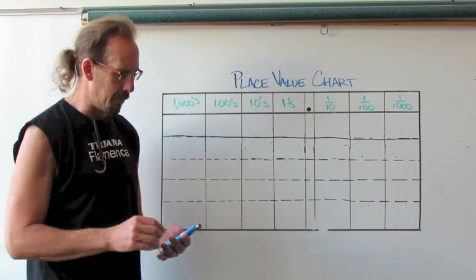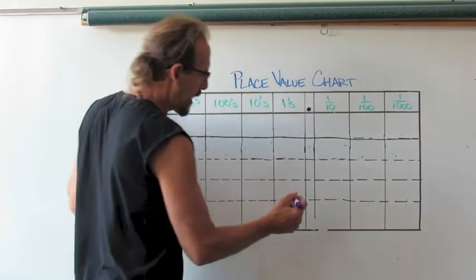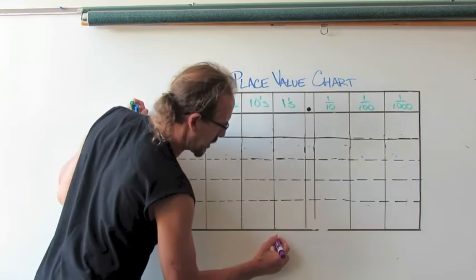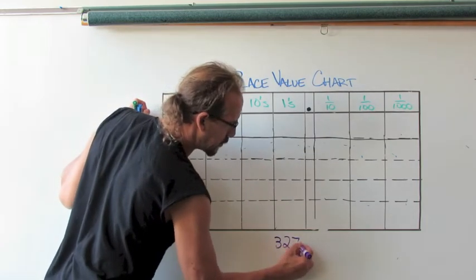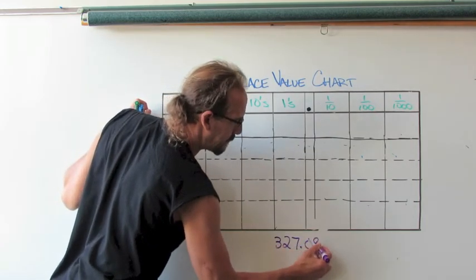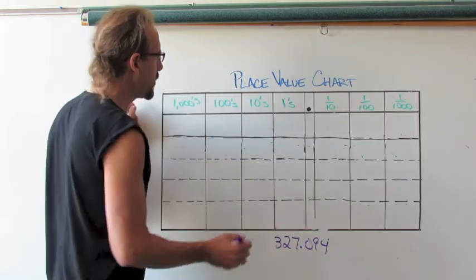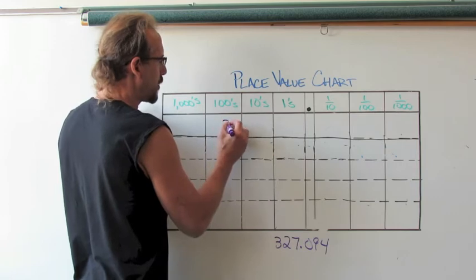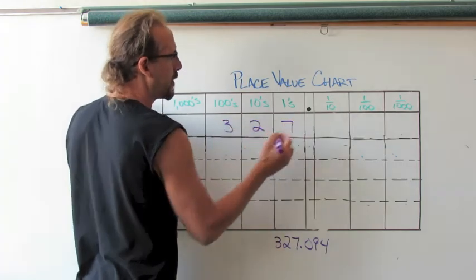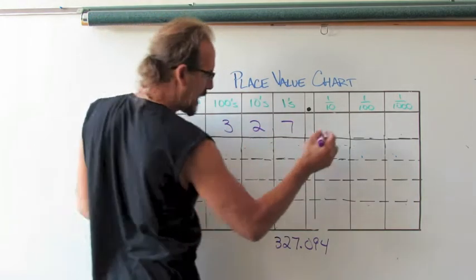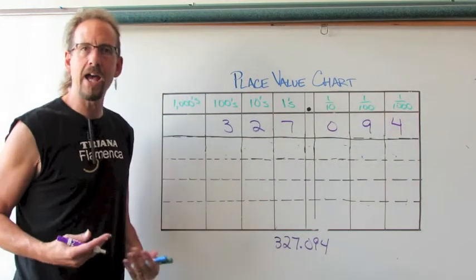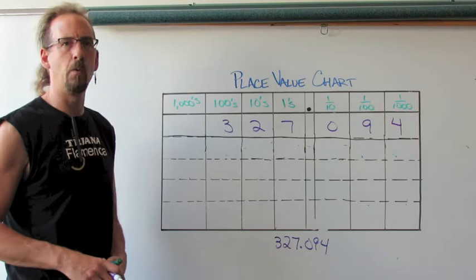to more difficult problems. Next, they'll have to place decimals on the place value chart, such as 327 and 94 thousandths. They'll need to know where the decimal is and match that up. They'll need to know that the 327 represents whole numbers and that the 94 thousandths represents fractions or numbers less than 1.